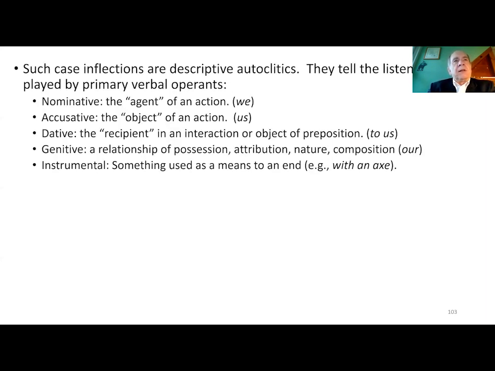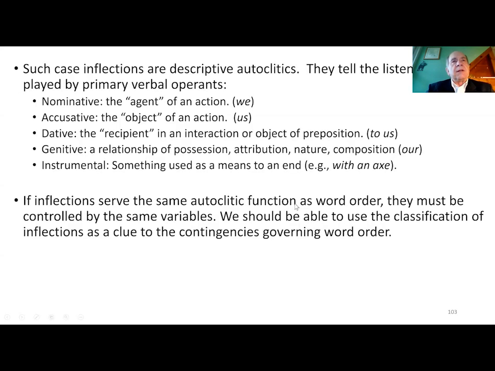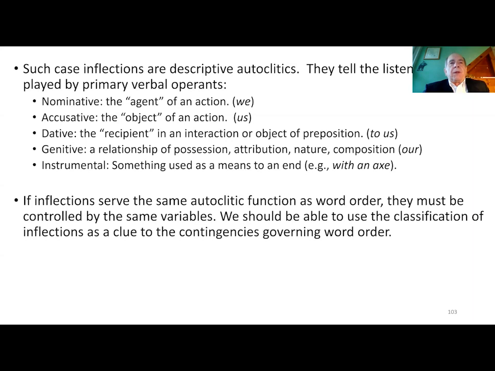So since these case inflections are descriptive, are autoclitics, they tell the listener what the role is that is played by these primary verbal operants. The agent, the object, the recipient, the possessor, and so on. So if these inflections used by the Anglo-Saxons serve the same autoclitic function as word order, they have to be controlled by the same variables.